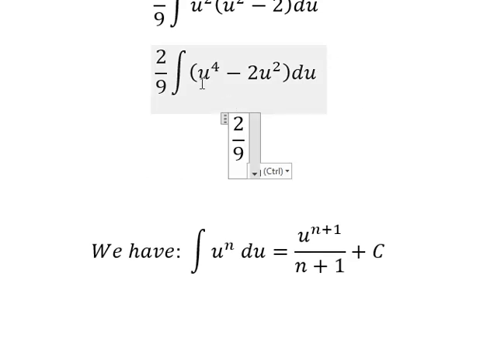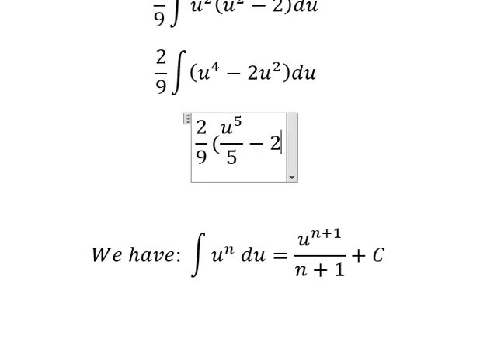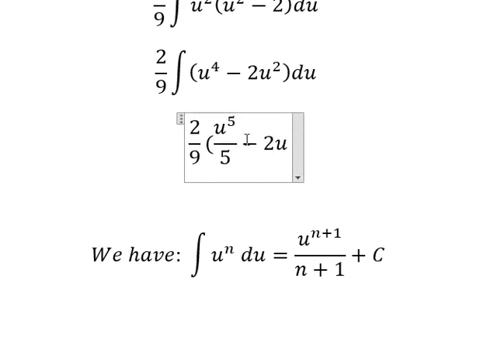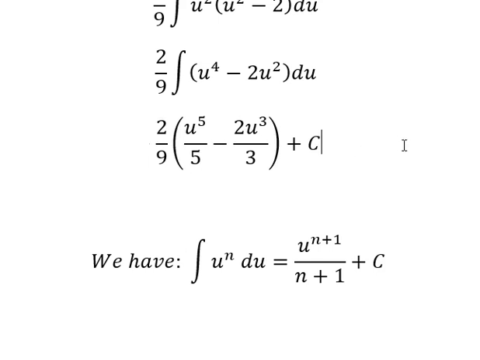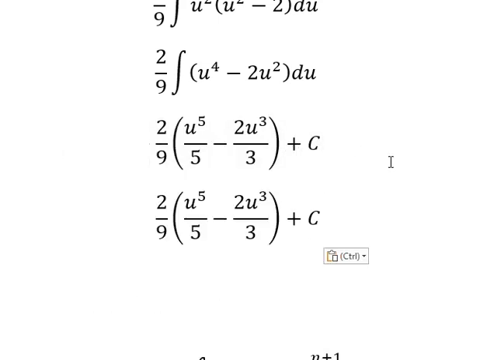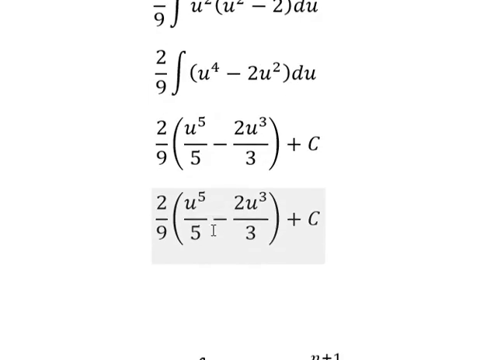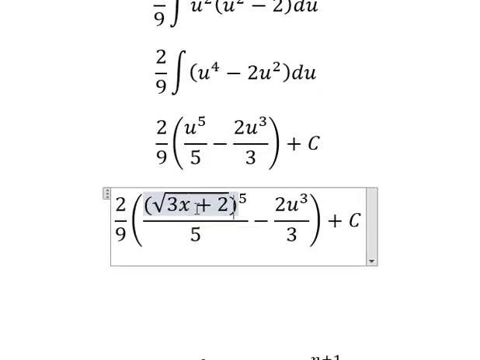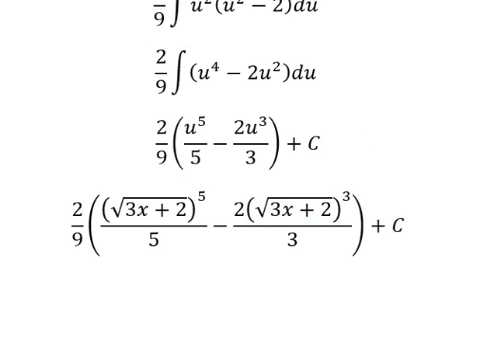Next, the integration of this one. We have u to the power of 5 over 5. The next one is number 3 over 3, and I will put plus c. For u, that is this one. And this is the final answer.